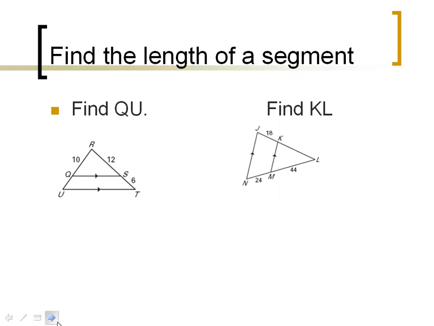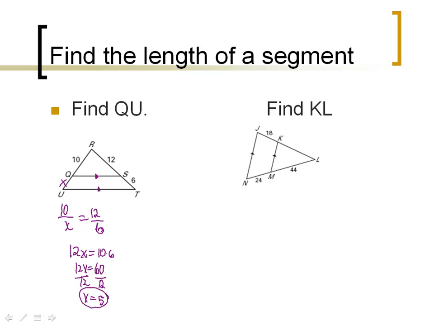So let's find the length of the segment. Okay? So we want to find QU. There's our unknown. Here's our two parallel lines. So we say 10 over x, because they're on the same side, equals 12 over 6, because they're on the same side. Use your cross products property. We have 12x equals 10 times 6. So 12x equals 60. Divide both sides by 12. And x equals 60 divided by 12, which is 5.